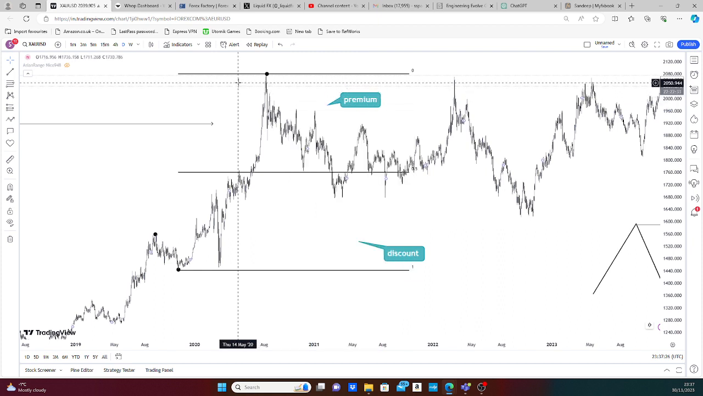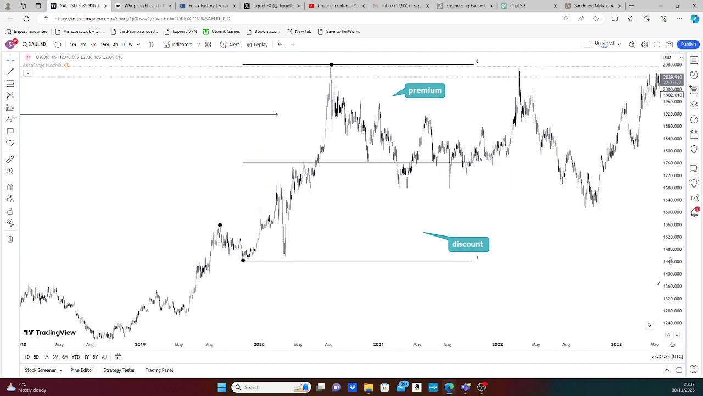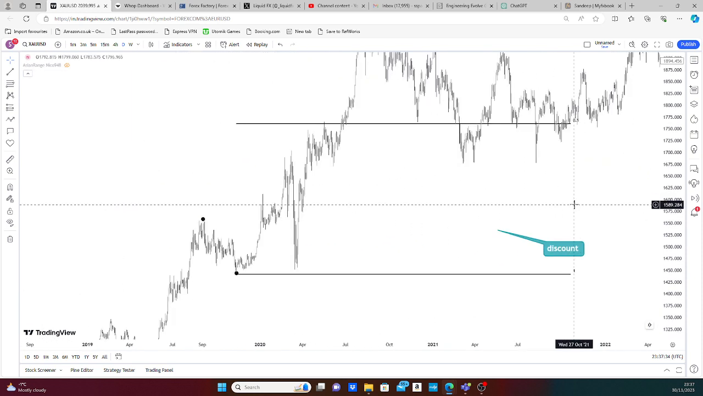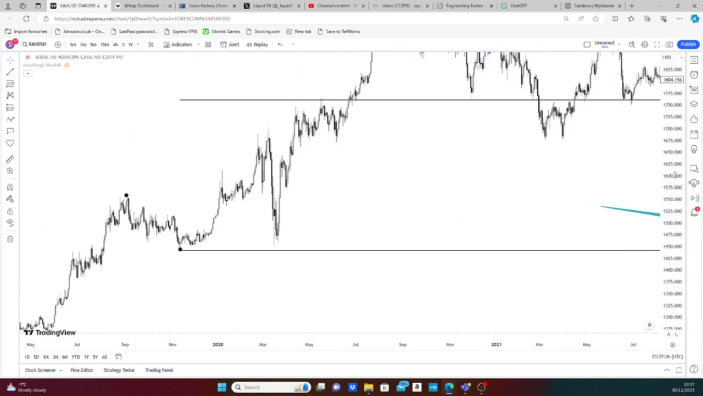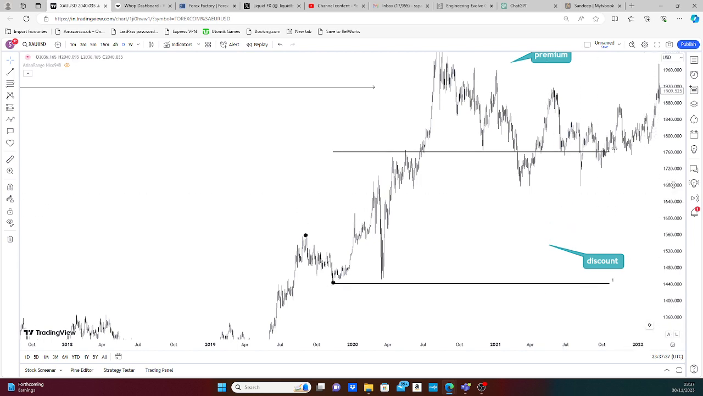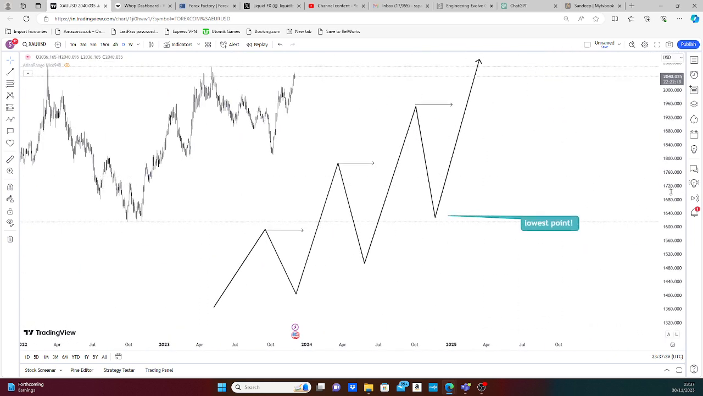Now, with these two things in mind, what comes next? So we've got our structure, we've got our premium and discount. Now, the next thing we want to look for is our POIs. So our demand zones or our supply zones, or just our POIs in general. So as you can see, we're in a bullish market over here.